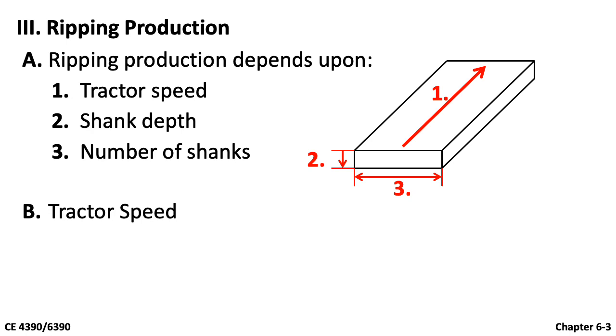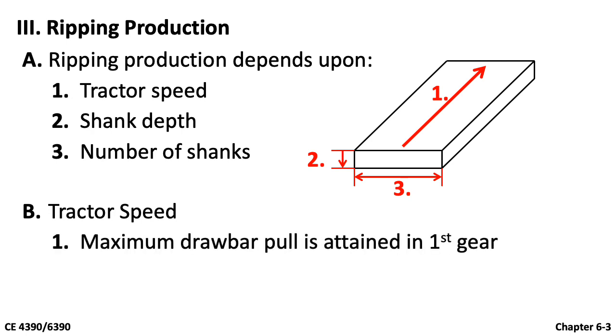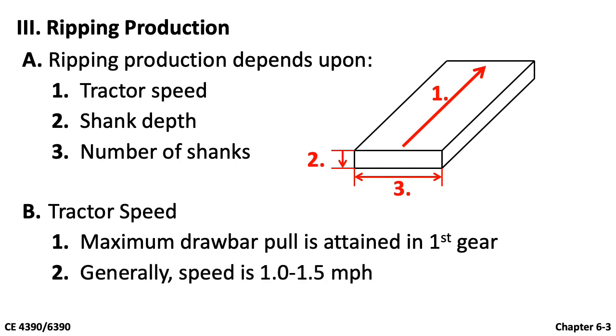To calculate the tractor speed for ripping, you need to find the maximum drawbar pull using the performance chart when it is in the first gear. Generally, the tractor speed is ranging from 1 to 1.5 miles per hour.